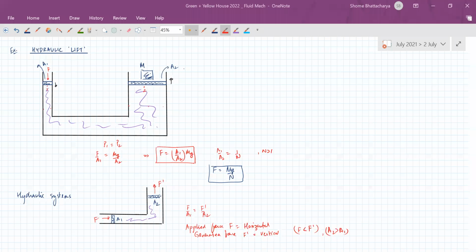Sir, can you please tell it again? Yeah, what happened? Sir, can you please tell what is N here? N is the ratio of the two areas. Okay, fine, A2 is equal to N times A1. Understood, no? Yes, sir. Okay, sir. Thank you.